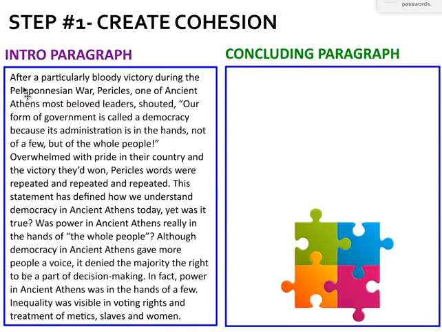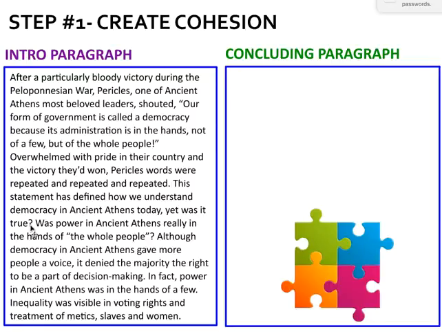Let's read a little bit. After a particularly bloody victory during the Peloponnesian War, Pericles, one of ancient Athens' most beloved leaders, shouted, "Our form of government is called a democracy because its administration is in the hands not of a few, but of the whole people." Overwhelmed with pride in their country and the victory they'd won, Pericles' words were repeated and repeated and repeated. This statement has defined how we understand democracy in ancient Athens today. Yet, was it true? So I started my introductory paragraph, my very first paragraph where I introduced my argument. I started that with Pericles' quote.